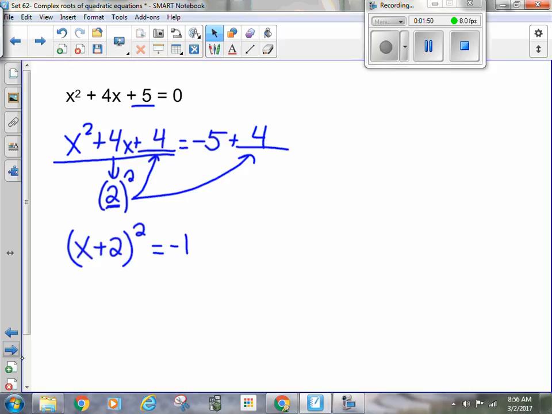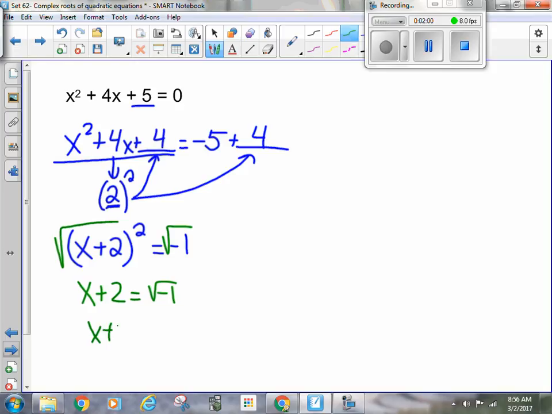Okay, now to simplify here, we need to get rid of that squared by taking the square root. So we have x plus 2 equals the square root of negative 1. The square root of negative 1 we know we can replace with i, and that's a plus or minus. Okay, and then we're just going to go ahead and subtract the 2 over to the other side. So we have x equals negative 2 plus or minus i.